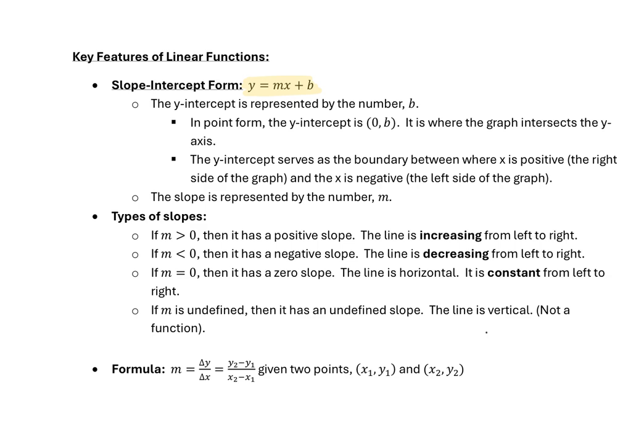The y-intercept is represented by the number b, and if we want to write it in point form, the y-intercept is (0, b). This is where the graph intersects the y-axis. The y-intercept serves as the boundary between where x is positive, the right side of the graph, and x is negative, or the left side of the graph.